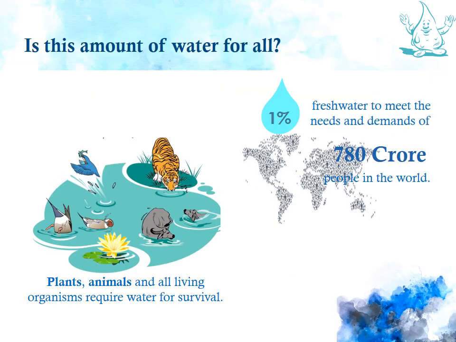Is this amount of water for all? Yes, 780 crore people depend on this 1% of fresh water. Also, let's not forget living beings include plants, animals and other beings. Water is important for survival of all of them.